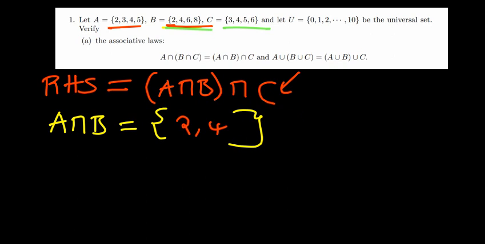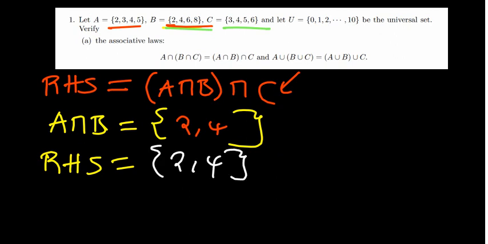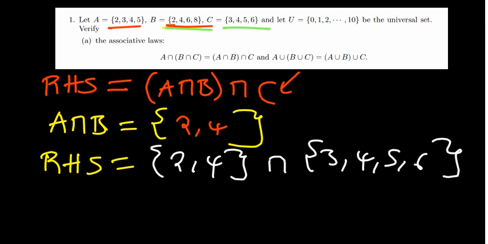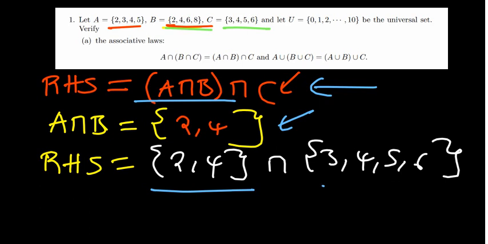Now proceed with our right hand side again. So our right hand side is equal to our A intersection B, which we've already found to be 2, 4, and then intersection with C. Our C is 3, 4, 5, and 6. So what I've done is I've just found the unknown, which is the intersection B, which is this 2 and 4. And then I've gone back to that stage where I now substituted this is my A intersection B and then that is my C.